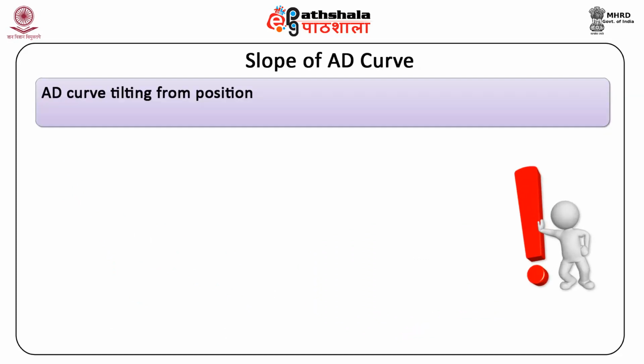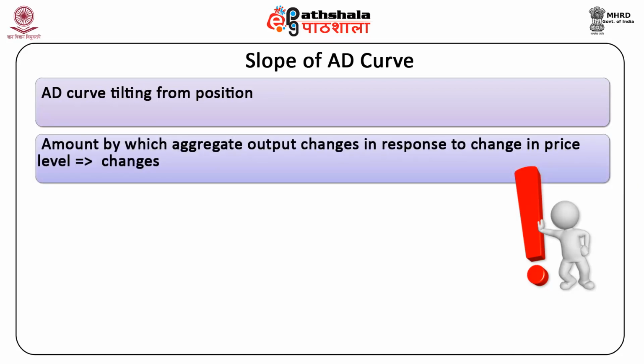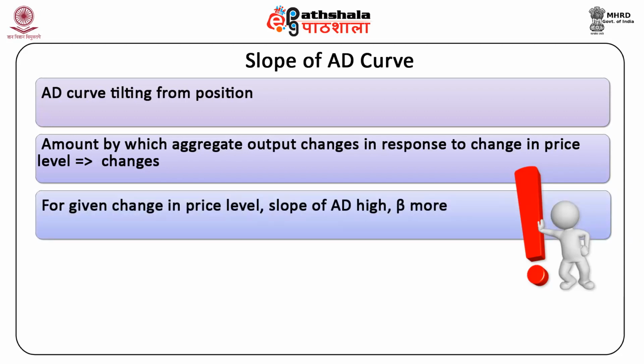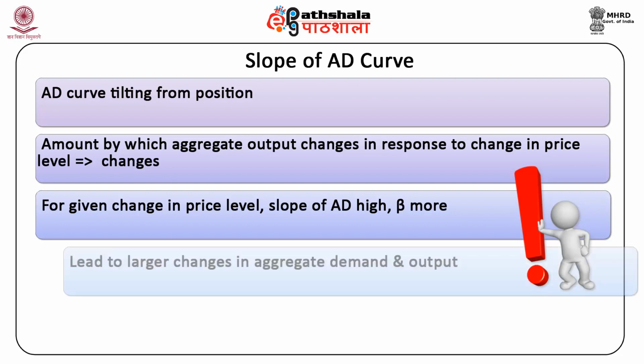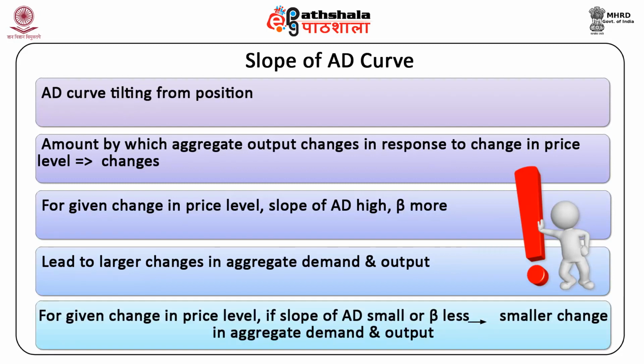Graphically, the aggregate demand curve is tilting from its position. This is happening because the amount by which aggregate output changes in response to the change in price level changes. In other words, for a given change in the price level, if the slope of aggregate demand or beta is more, it will lead to larger changes in aggregate demand and output. On the other hand, for a given change in the price level, if the slope of aggregate demand or beta is less, it will lead to smaller changes in aggregate demand and output.